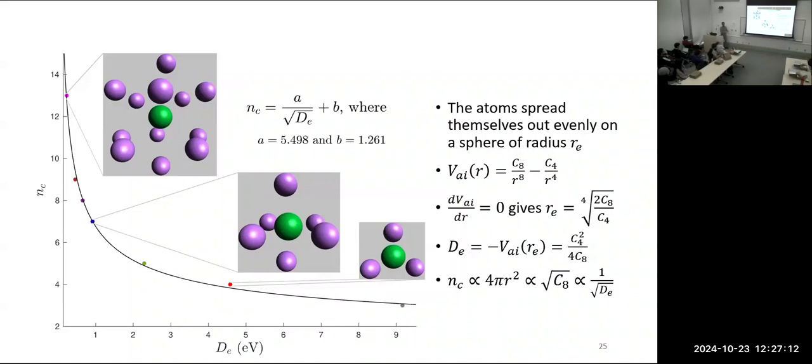The atoms, when they distribute, space themselves out in order to minimize the atom-atom potential energy. But the atom-atom potential energy is being kept fixed here. So this equilibrium distance, which is proportional to the 4th root of C8 on the one hand, and the potential depth, which is proportional to 1 over C8 on the other hand, can be used to derive the fact that the number of atoms in the first shell, which should be proportional to the surface area of that sphere, is proportional to 1 over the square root of the atom-ion potential depth.